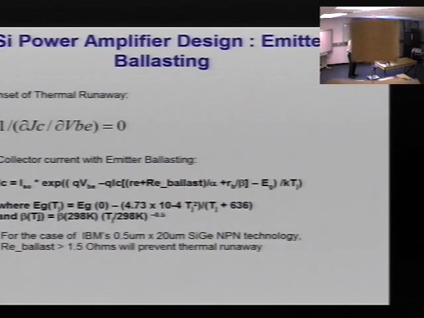Inherently, one of the ways to counteract that is to add a resistance. And you can either ballast the emitter or ballast the base. And ballasting the emitter causes some issues in terms of the collector to emitter voltage swing being somewhat reduced, and thereby you might take a little bit of an efficiency hit.